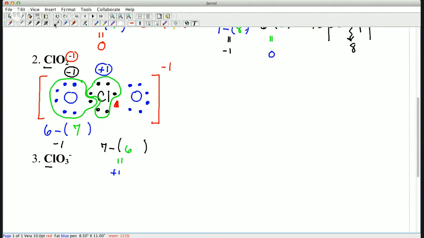Do the oxygen. The oxygen has 6 valence electrons minus its assigned. And the assigned electrons here are going to be 2, 4, 6, and then half of its bonding, so 7. All right, so 6 minus 7. In this case, 1, 2, 3, 4, 5, 6, 7. So this gives me a -1.